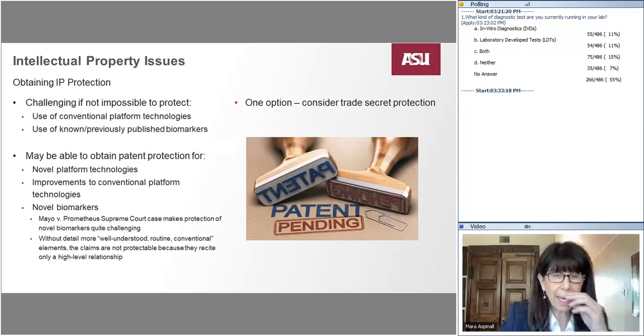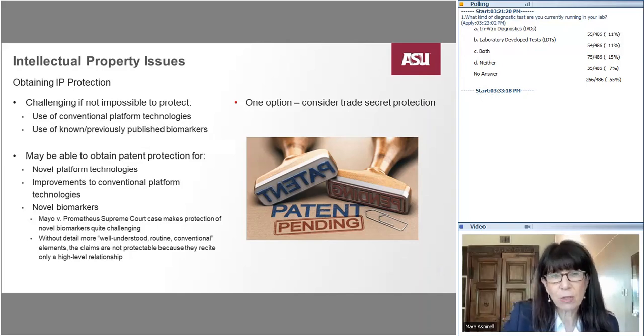So if you're doing LDTs, we would appreciate knowing how important IP protection is, and is this something that you look for or don't look for? So again, you guys got this. Fill in the circle and press submit.